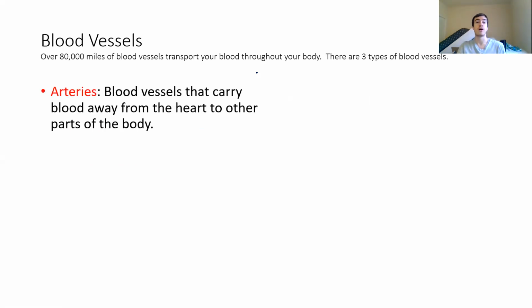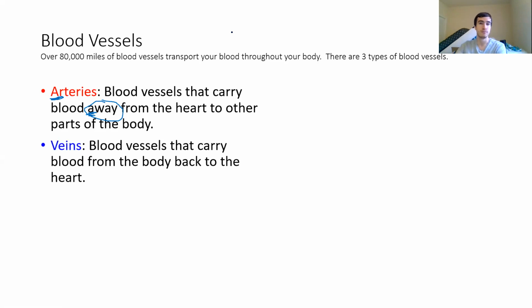Our arteries are blood vessels that carry blood away from the heart to other parts of our body. That's how I remember what the arteries do: arteries start with an A, and away starts with an A. So arteries carry the blood away from the heart. That pulmonary artery goes from the heart to the lungs, and the aorta goes away from the heart to the rest of the body.